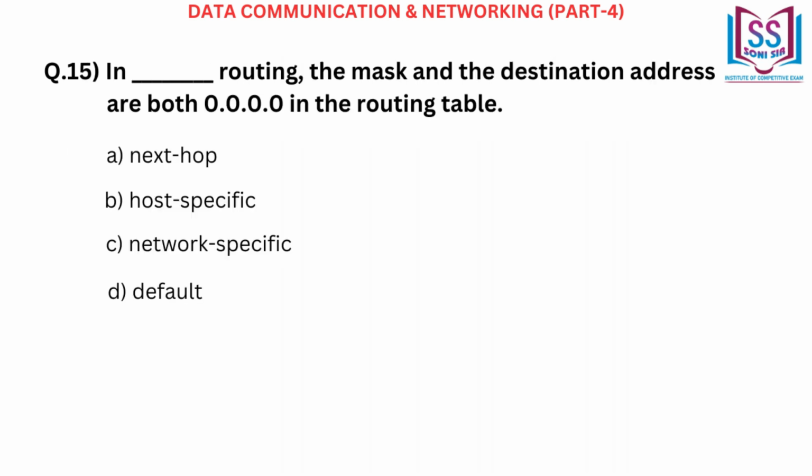In dash routing, the mask and the destination address are both 0.0.0.0 in the routing table. A. Next hop. B. Host specific. C. Network specific. D. Default.